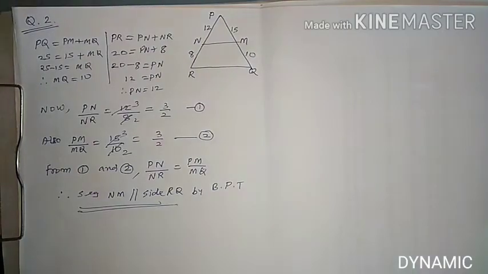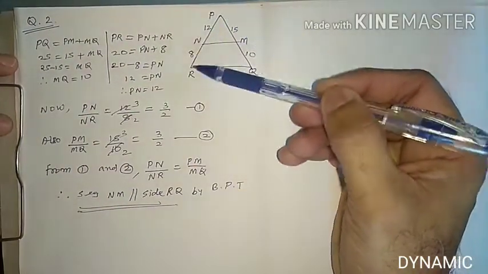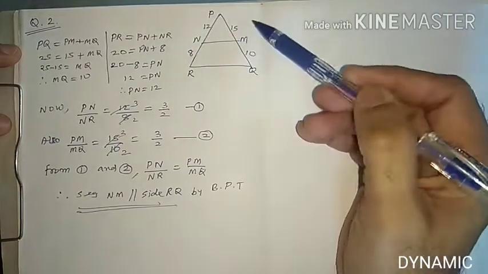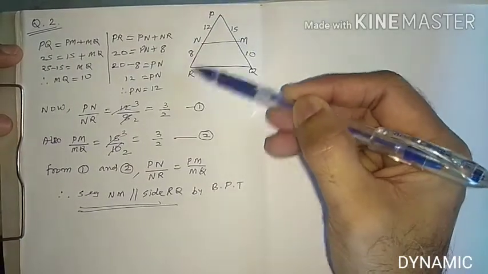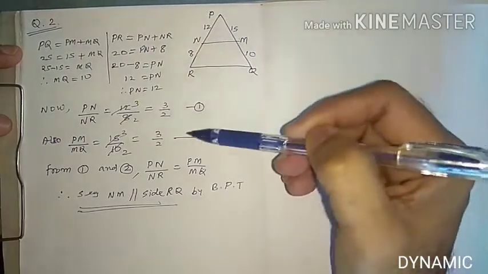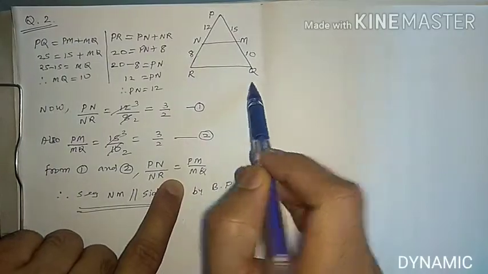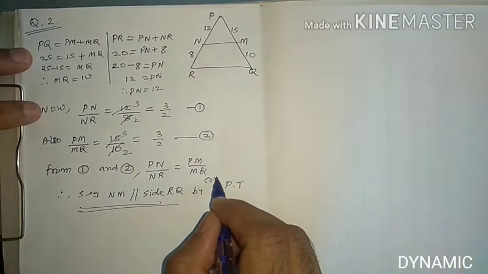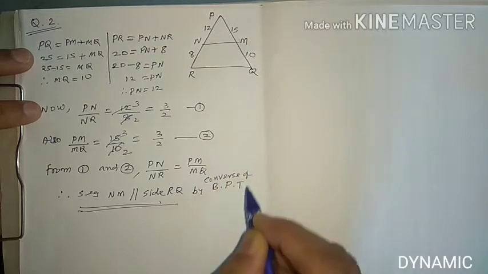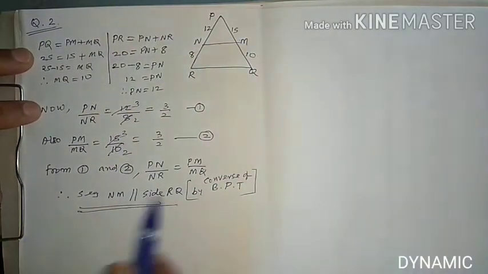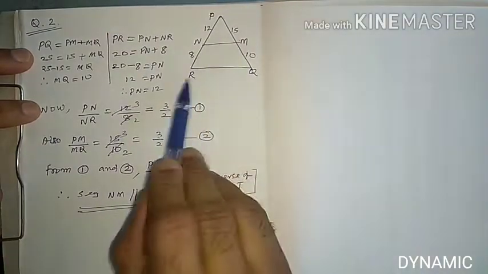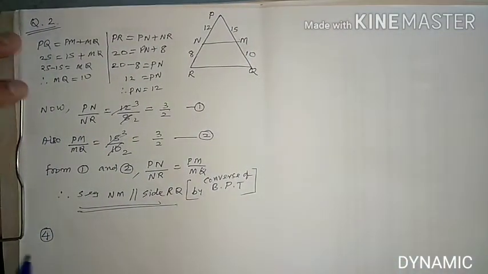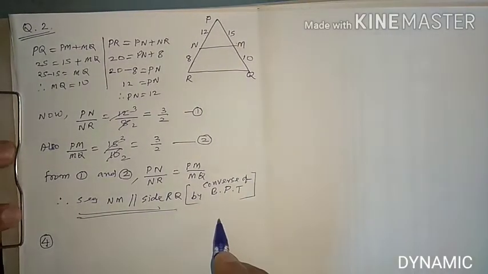Okay, we can stop question number 2. Here what you are doing: the lengths are given, therefore the smaller lengths we find out, here MQ and here PN, from the total lengths. Then we see PN upon NR equal to PM upon MQ. If the ratios are equal, then the line is parallel, by converse of BPT. Question number 2 is done. Now we do question number 4. Here we start.